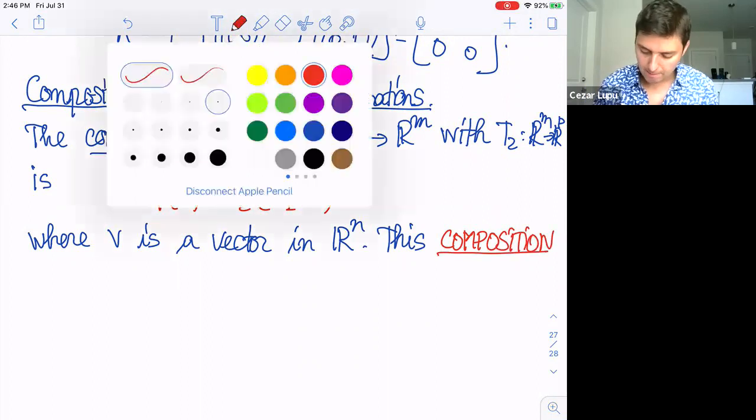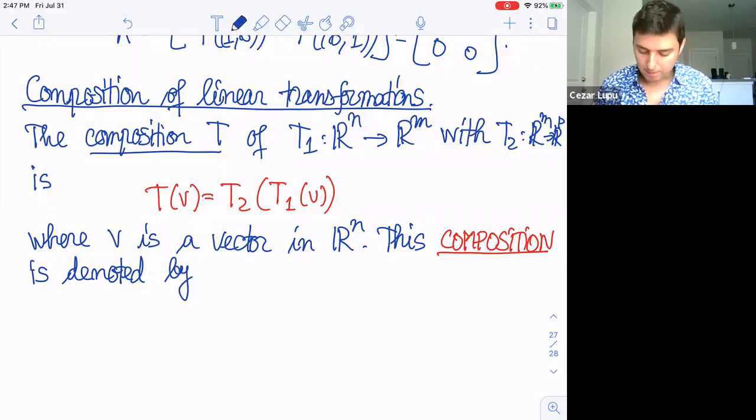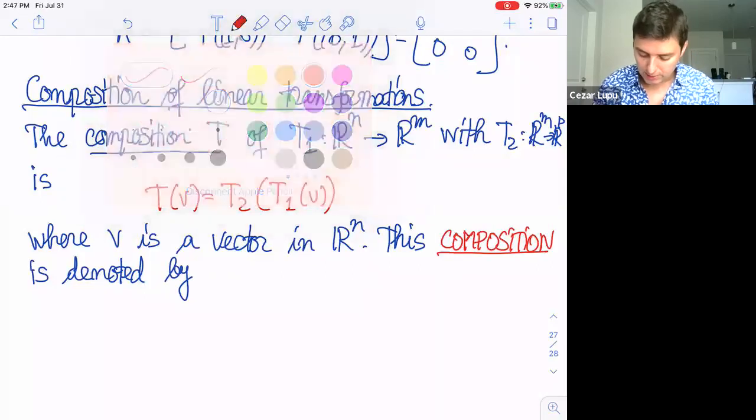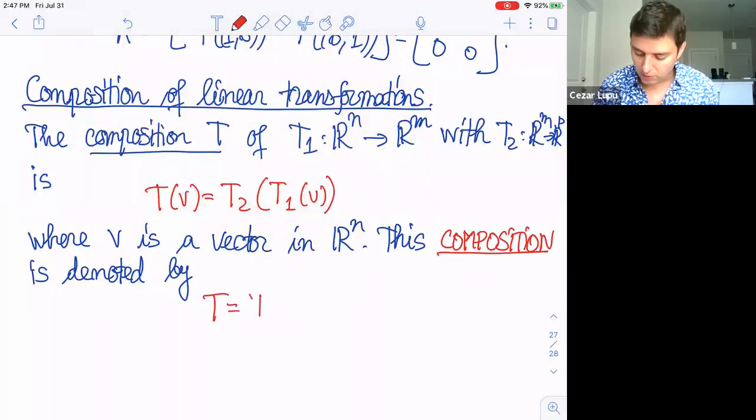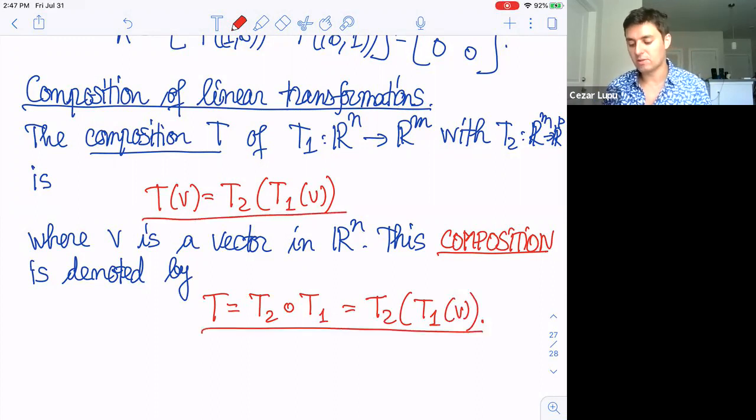is denoted by, I'm going to write it in this way, T is T2 circ T1. This is how you denote it. Or if you want, T2 of T1 of V. That's what we mean, right? As you can see, this guy above here is nothing else than just this one here. So either way you write it.